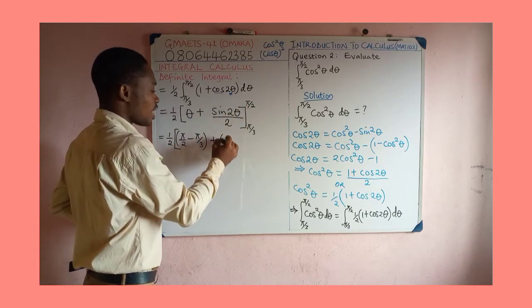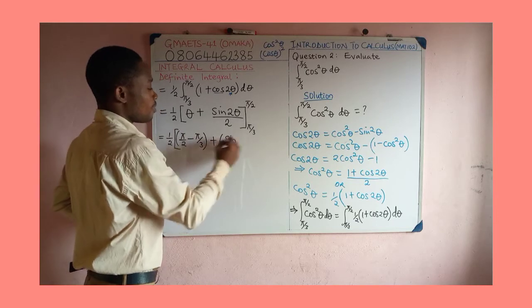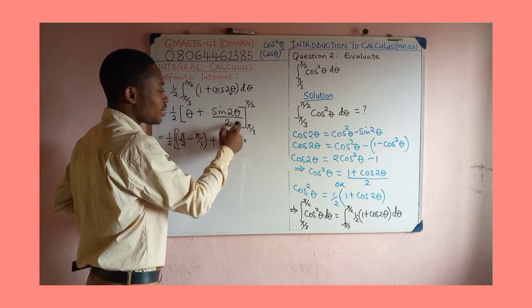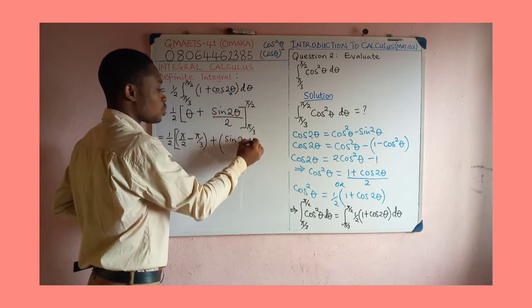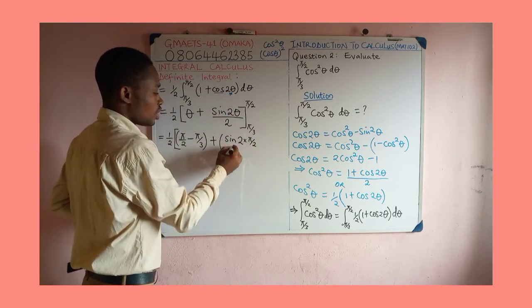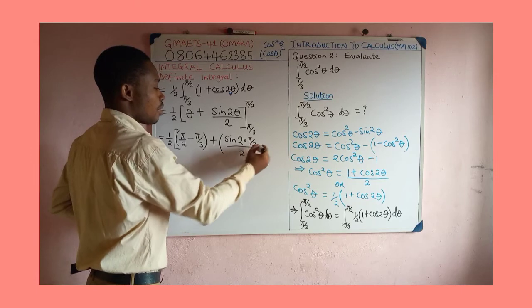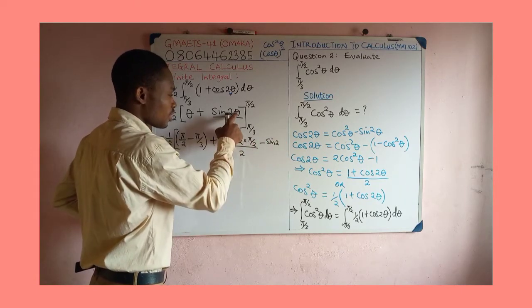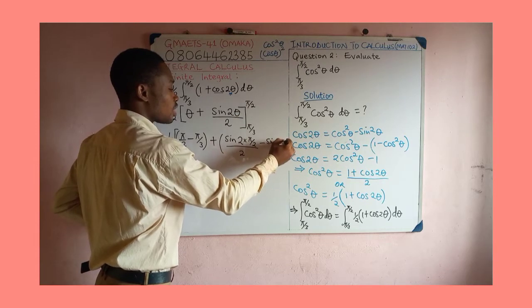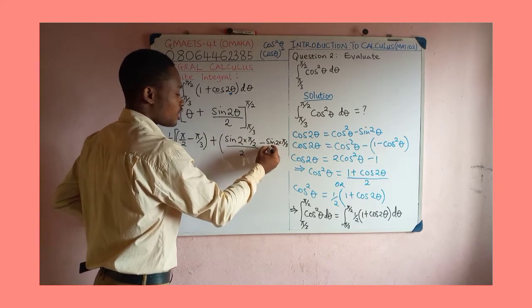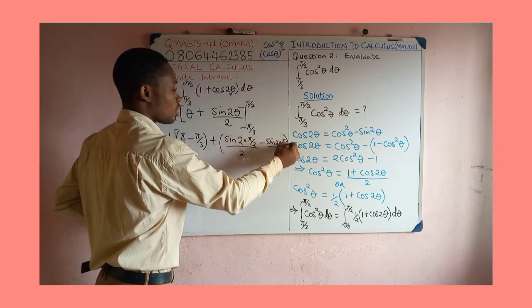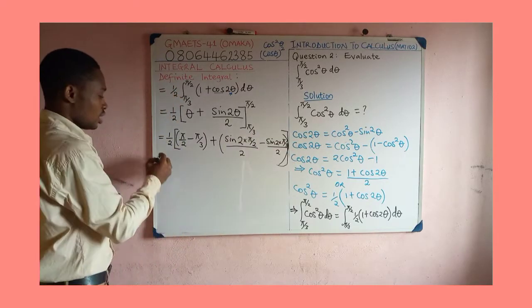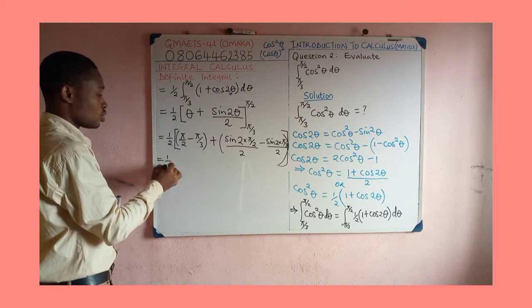Now if you do that, you're going to have sine 2 times, for this theta rather, I'll put pi over 2. Then everything divided by 2, minus, once again, sine 2 times, in place of this theta, pi over 3, everything divided by 2. Close these brackets, then enclose all your brackets. So this is equivalent to 1 over 2.